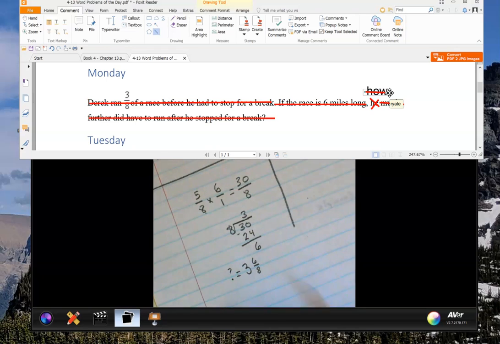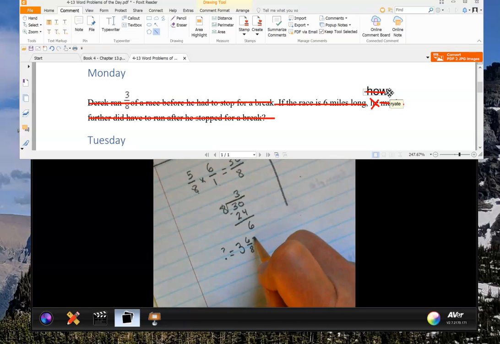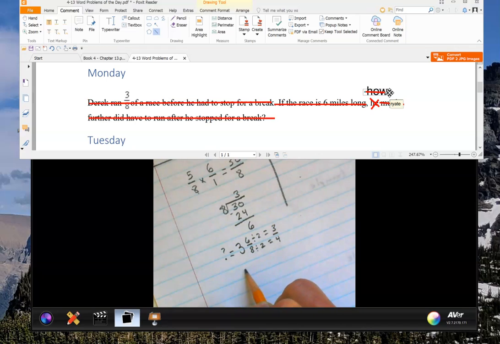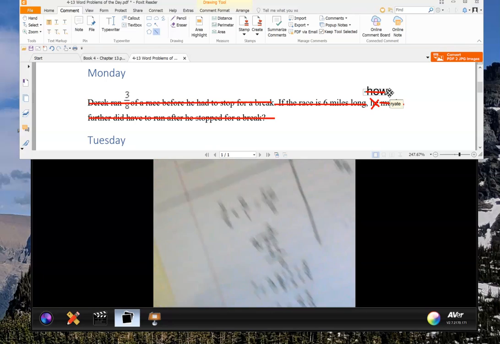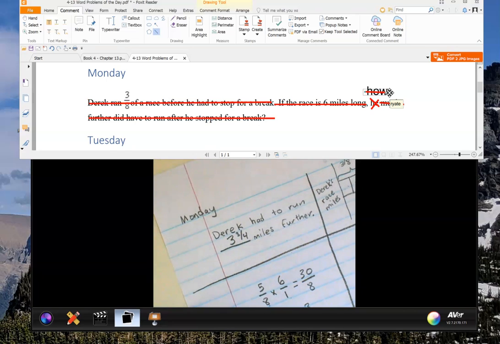I'm looking at that fraction now, and I'm thinking to myself, I could probably simplify that down a little bit, and I can. Since they're both even numbers, I know for sure at least I can divide both by 2. So it becomes 3 and 3/4. So now my question mark is going to equal 3 and 3/4 miles. And I can't simplify that 3/4 any further. So now I'm ready to write that into my answer sentence. Derek had to run 3 and 3/4 miles further.